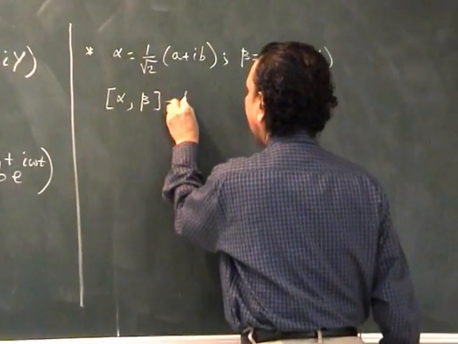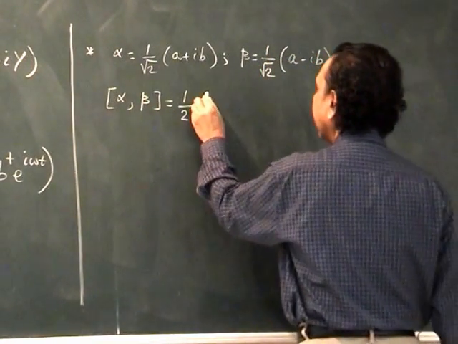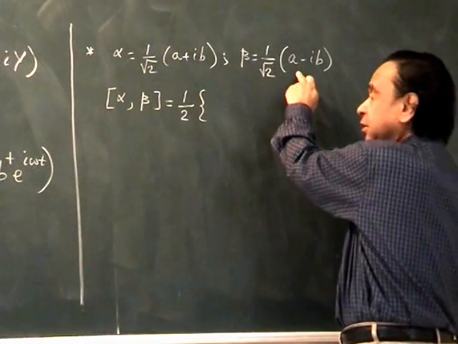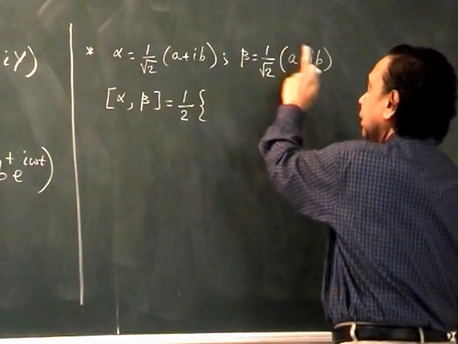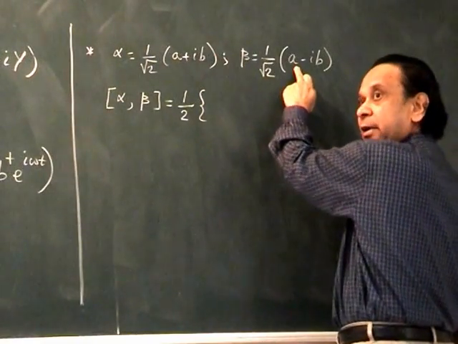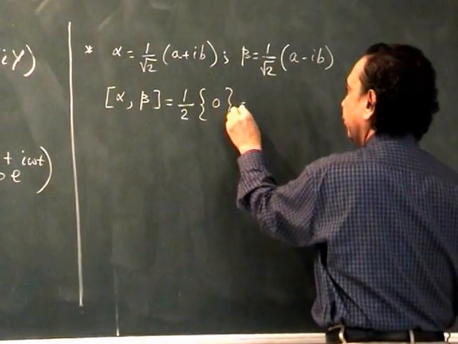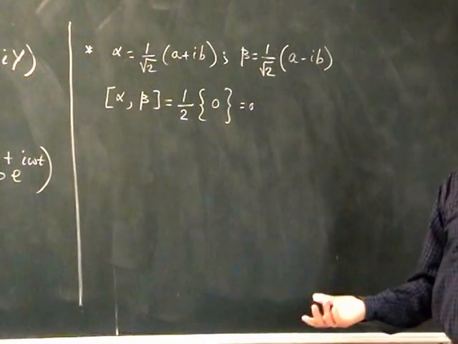This is going to be half with the product. So when I do the commutators here, I get a commutator of a with a, which doesn't matter. Then I get a commutator of b with b, that doesn't matter. Then b commutator a that doesn't matter. So I get zero. Okay, this is because a's and b's are independent.